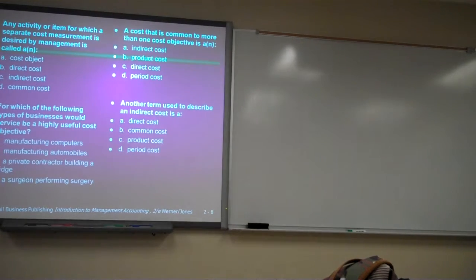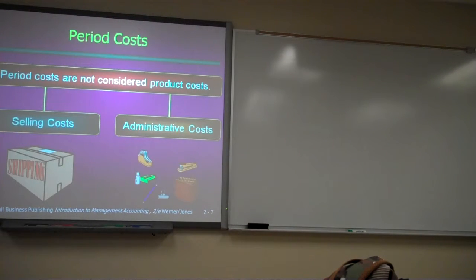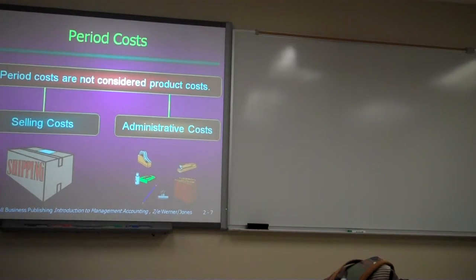I'm just going to run through these. Period costs are not considered product costs. We went through that quite a bit. Any questions on that? Administrative and selling costs, those are our period costs. They're expensed as they're incurred. Those are not part of the inventory cost. I got a question. Yes, sir.